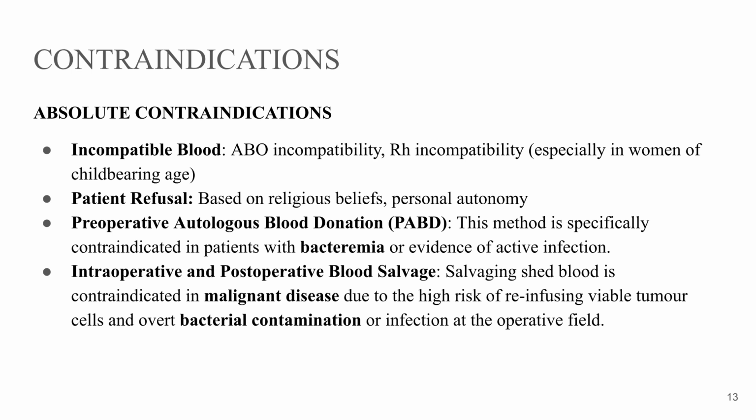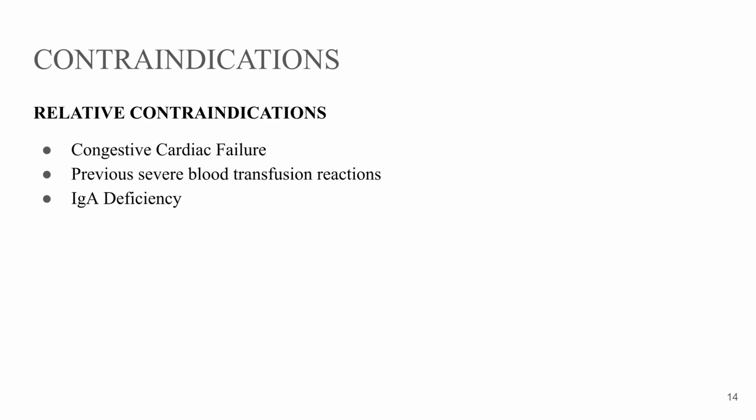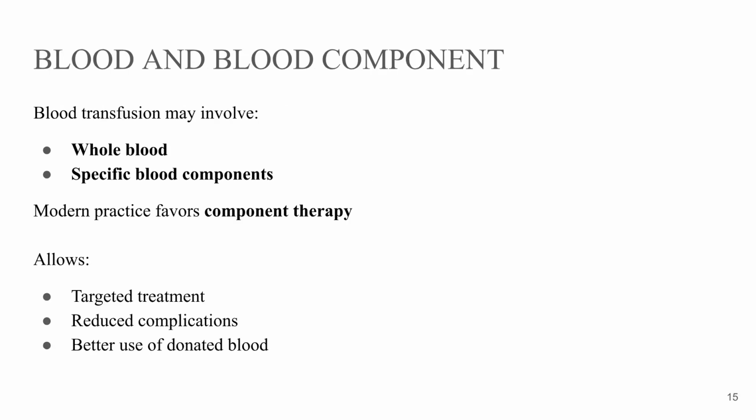Absolute contraindications include incompatible blood and patient refusal based on autonomy or religious beliefs. Blood salvage methods are contraindicated in cases of malignancy or active infection. Relative contraindications, where risks must be weighed against benefits, include congestive cardiac failure and a history of previous severe blood transfusion reactions.